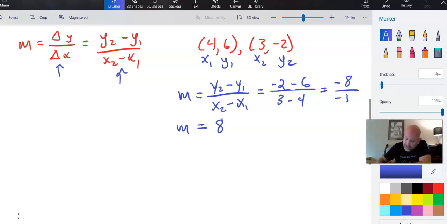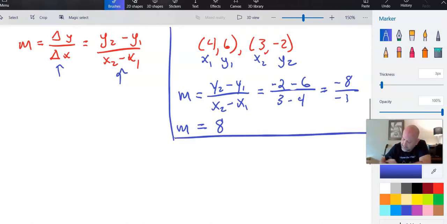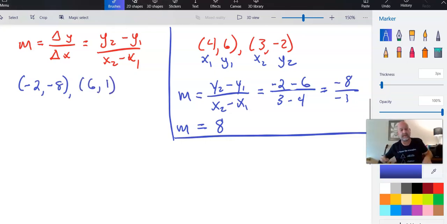Okay, so here's what I want you to do. We still got this guy up here. I'm going to give you 2 more points, and I want you to go ahead and find the slope between these 2 points. So the first point is -2, -8. The second point is 6, 1. And so we want to find the slope. So find the slope. I'm just going to shorten the instruction down. Okay, so go ahead and pause it here and give it a shot.